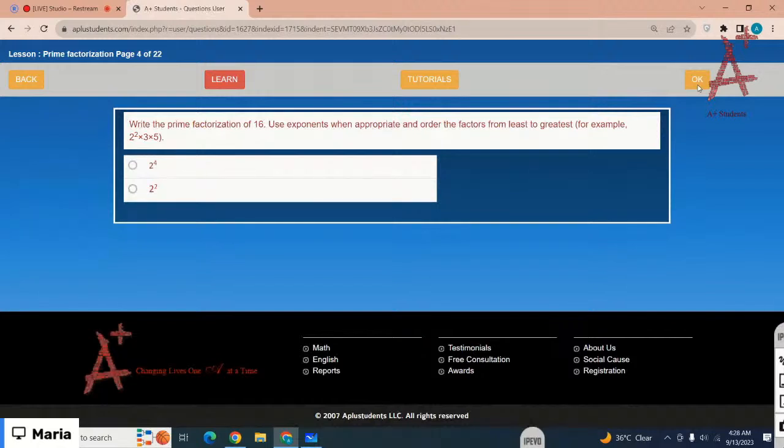Write the prime factorization of 16. Which is the correct option? You can do the questions now in your notebook and let me know the answer. So which is the correct option?